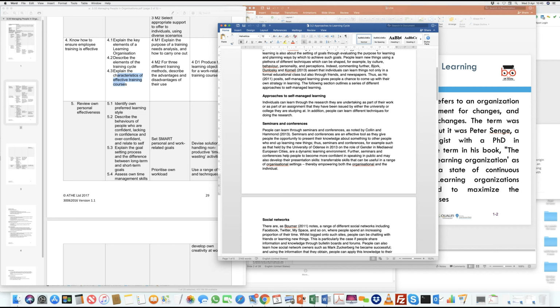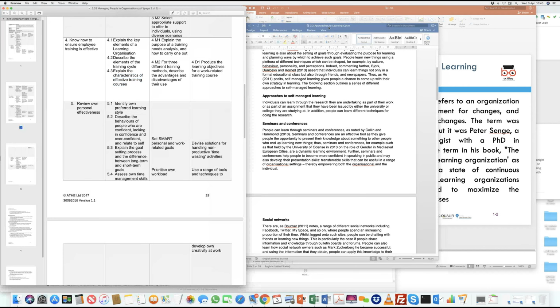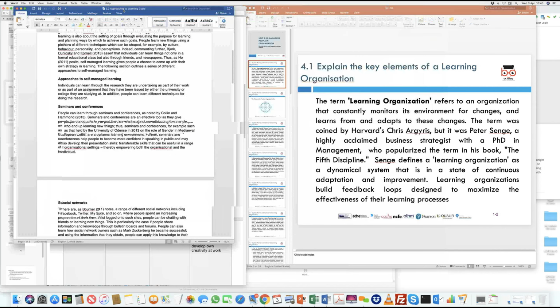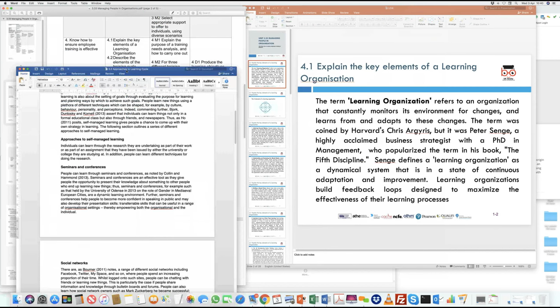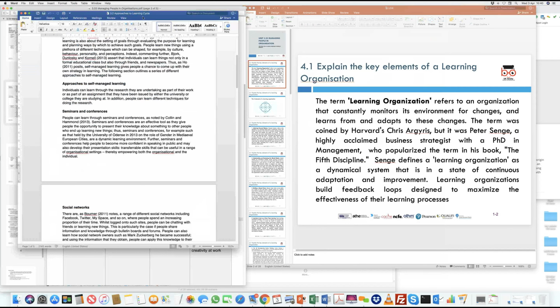So when we look at the characteristics of why trainings can be done in a particular format, it is to understand the different types and the benefits or advantages of doing those kinds of trainings. And that is what we look at in learning outcome 4.3. Let's go back to the first assessment criteria, which is talking about the key elements of a learning organization.